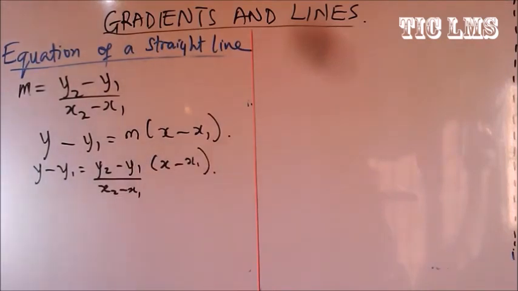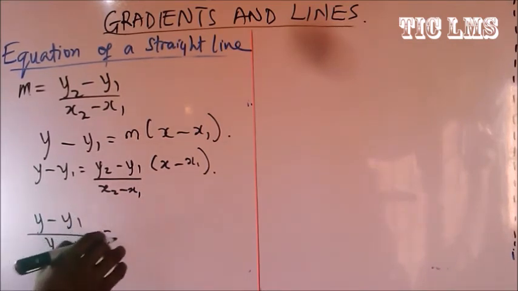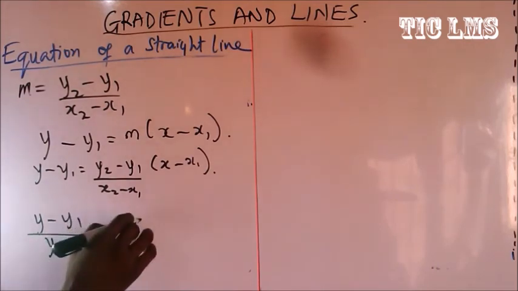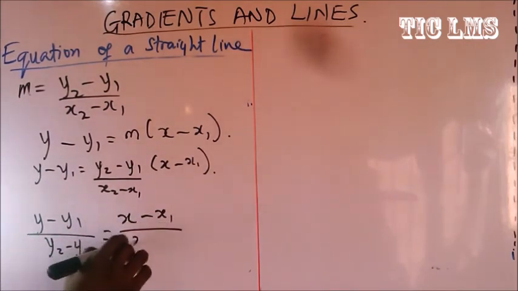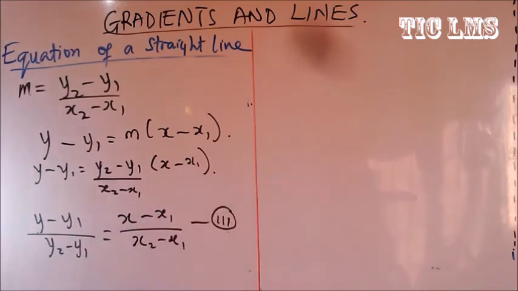And so what we'll do next is divide both sides by y2 minus y1 so that we eliminate this from here. When we do that, we have y minus y1 divided by y2 minus y1 is equal to x minus x1 over x2 minus x1. So here is our third equation. This equation is used for solving questions with 2 given points. Alright, so let's look at an example of such a question.